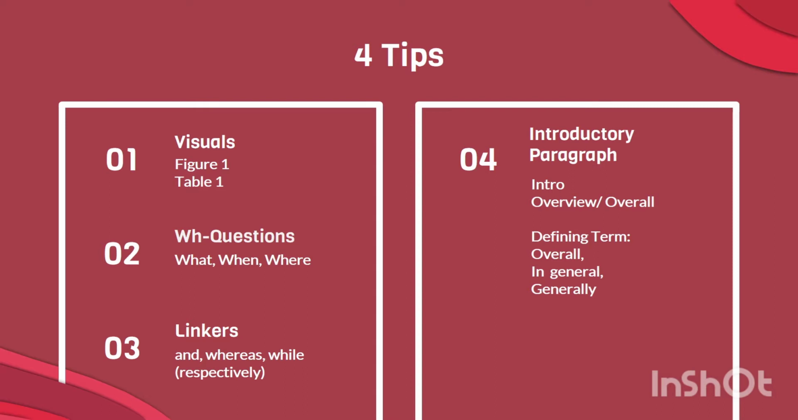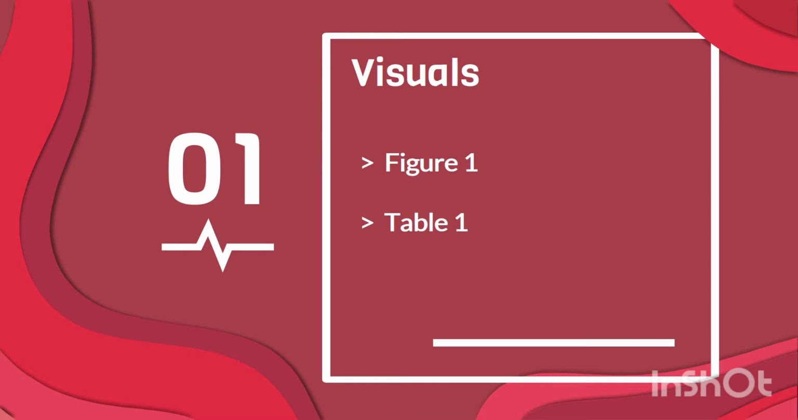Okay, in the introductory paragraph, there are 2 things that you need to remember. You have to write an intro and you have to write an overview in the first paragraph, and the defining terms overall, in general, and generally must be there. Next. Okay, as I mentioned earlier, there are visuals, so you have to observe the information from the title. You have the title from figure 1, you also have the title from figure 2. Understand what the title is about, right? Next slides.